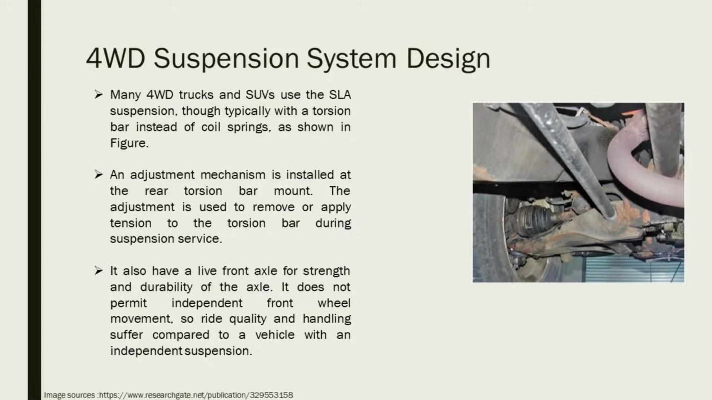The last one is 4WD suspension system design. Many 4WD trucks and SUVs use the SLA suspension, typically with a torsion bar instead of a coil spring, which is shown in this figure. An adjustment mechanism is installed at the rear torsion bar mount. The adjustment is used to remove or apply tension to the torsion bar during suspension service. It also has a live front axle for strength and durability of the axle. It does not permit independent front wheel movement, so ride quality and handling suffer compared to a vehicle with an independent suspension.